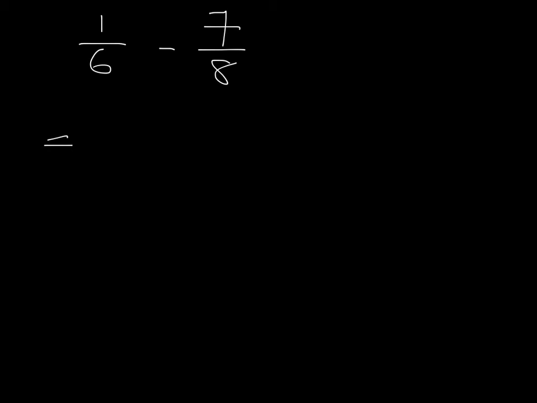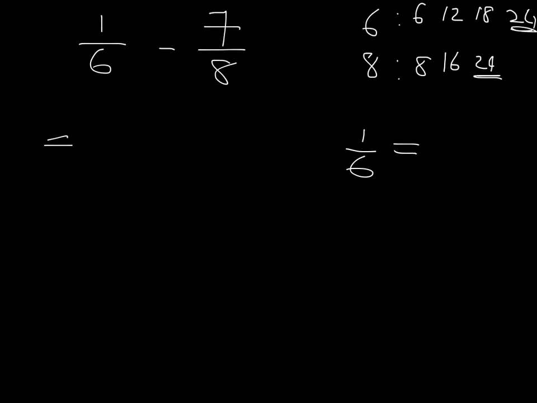Okay, let's check that we got this. We're talking about fractions and we're doing subtraction, so our first step is always to find our common denominator. The multiples of 6 are 6, 12, 18, 24, etc. And of 8, we have 8, then 16, and then 24. So we can see our common denominator has to be 24.